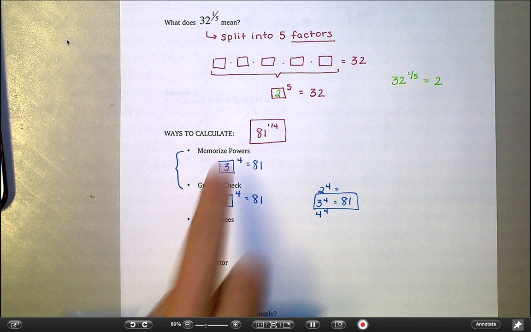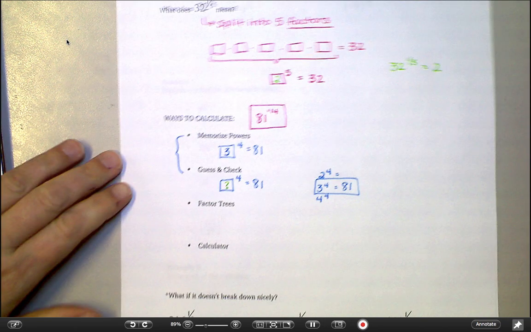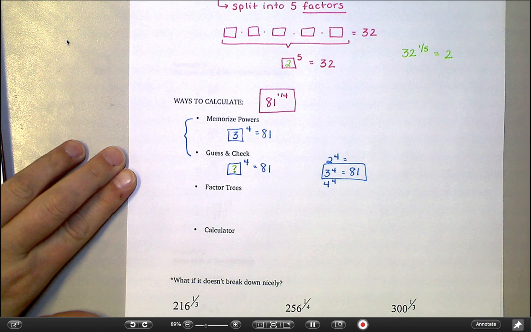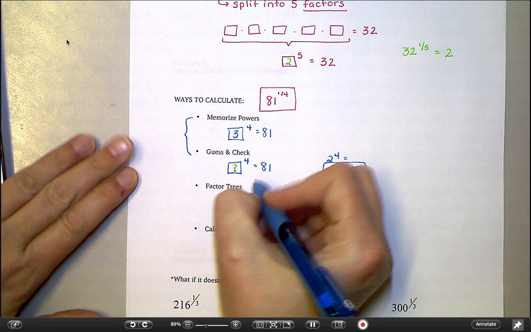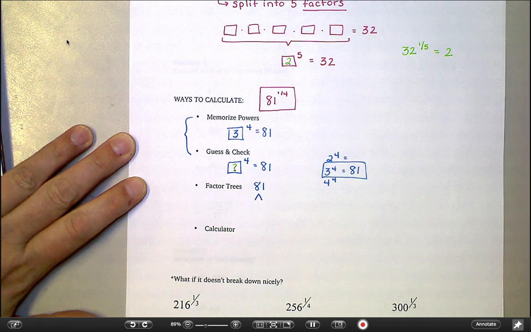And that's just naturally by doing so many of these, you'll start to recognize the answers to certain problems. Okay? So let's talk about what to do if you didn't know the answer. If you couldn't just come up with it off the top of your head, what you can do is take that 81 and break it down using a factor tree.